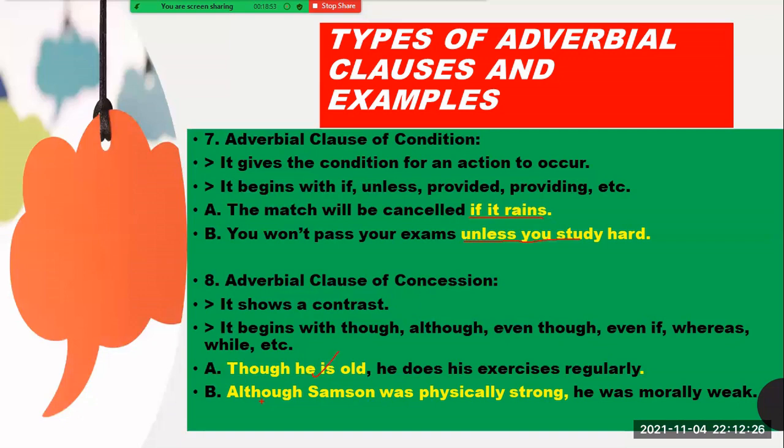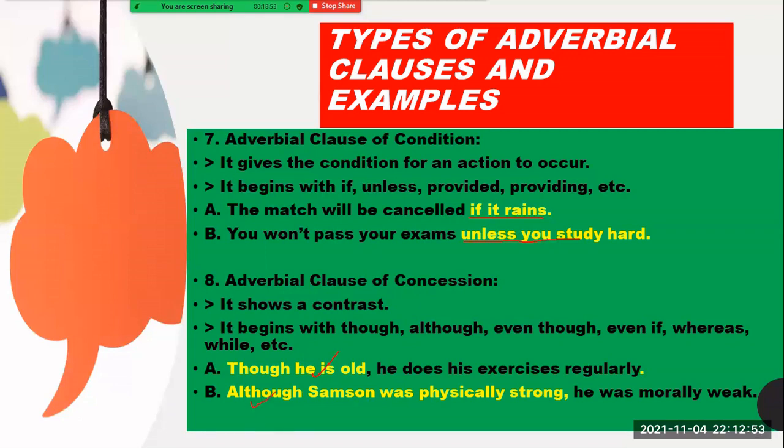When someone is old, he is expected to have grown weak, but this one is seemingly energetic because he does his exercises regularly. So that is what the adverbial clause of concession does. It concedes, it actually accommodates a contrastive idea.